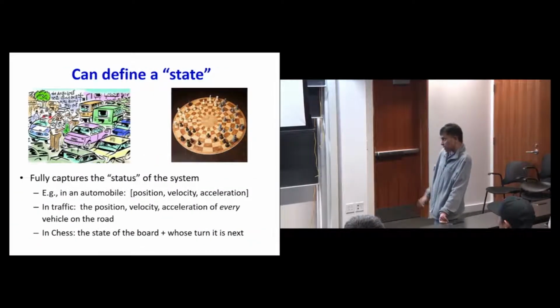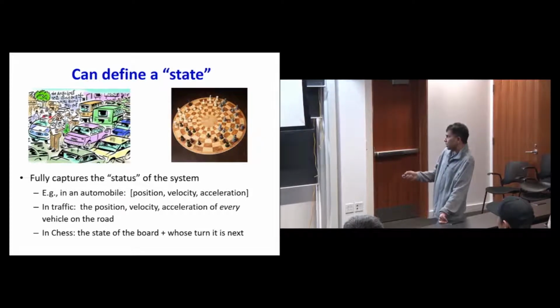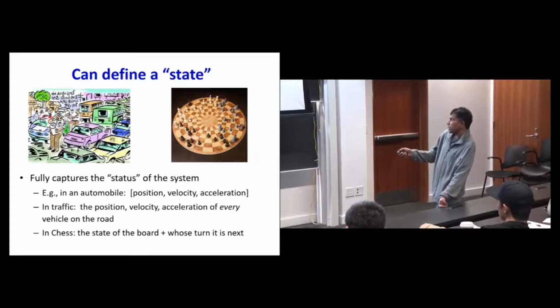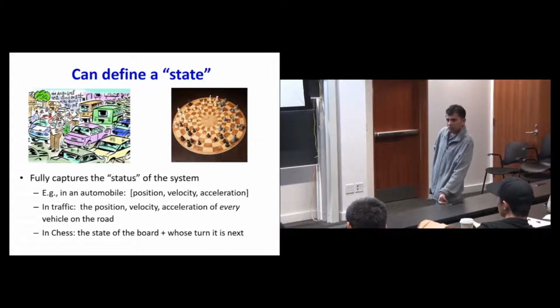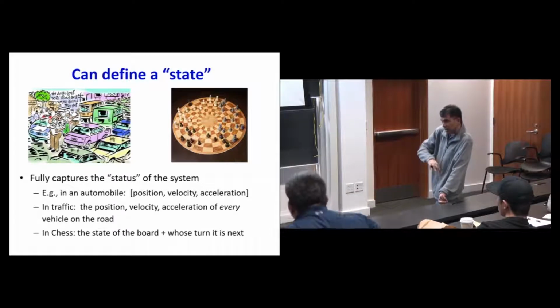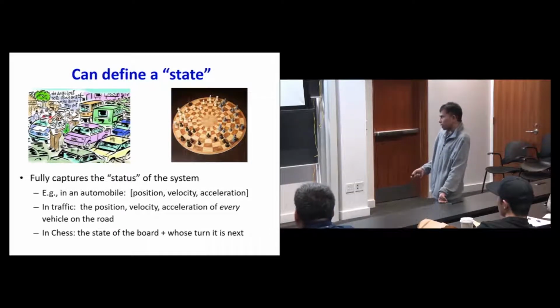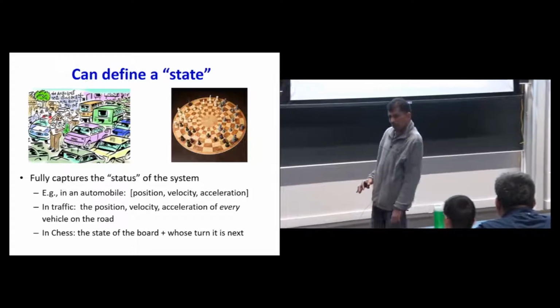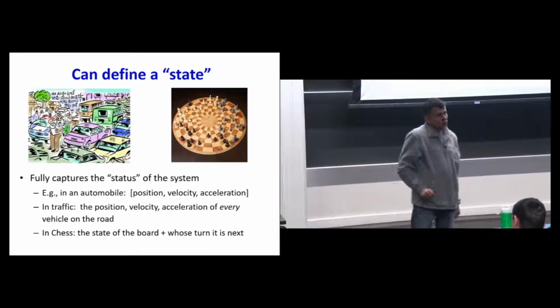So how do you actually model this? You can define an environment state. The environment state fully captures the status of the system. Like in an automobile, the position, velocity, and acceleration of the single automobile. In the case of traffic, the position, velocity, and acceleration of every vehicle on the road. That's going to be the environment state, basically the totality of everything that can affect the future. In chess, the state of the board plus who's going to play next is going to completely govern what happens in the future. So you can actually define a state for the environment.